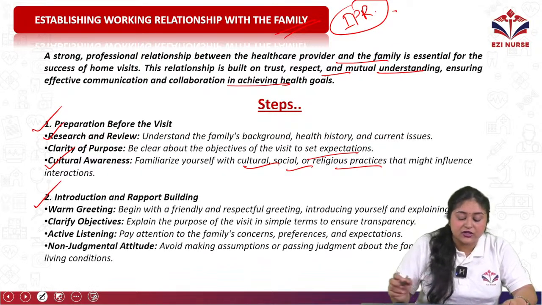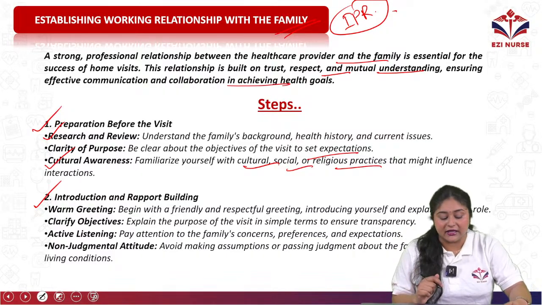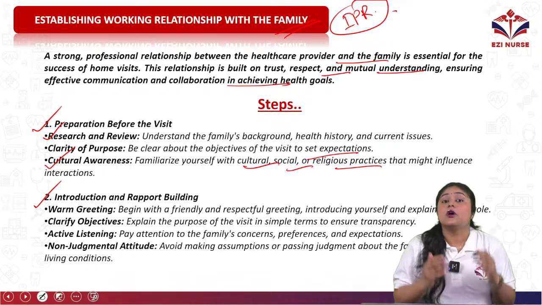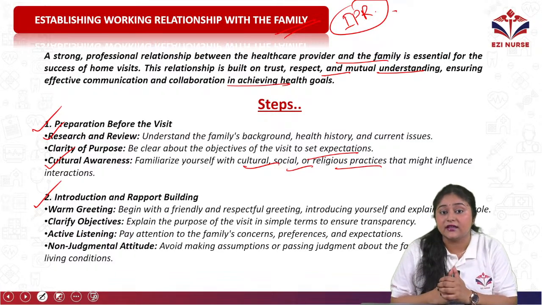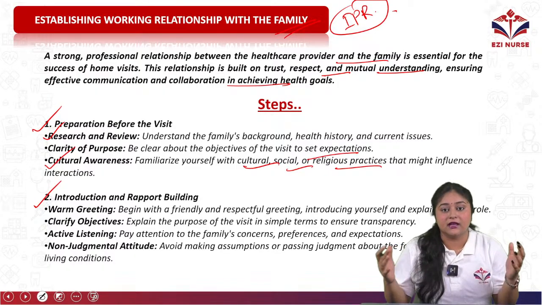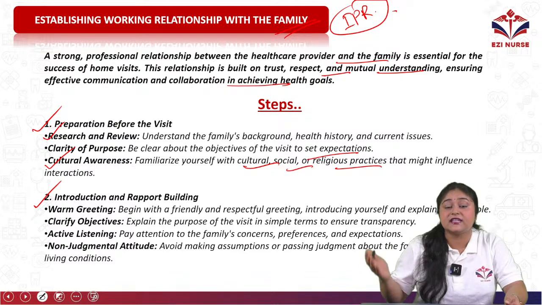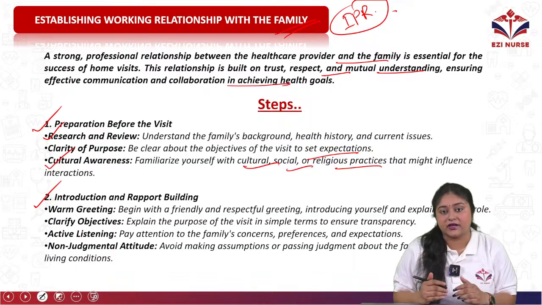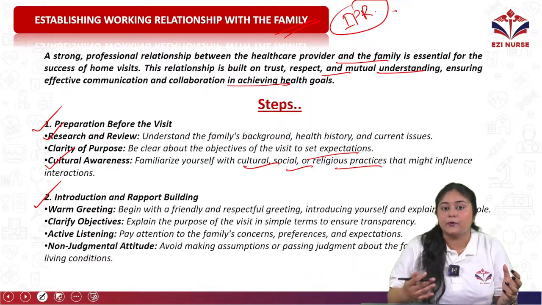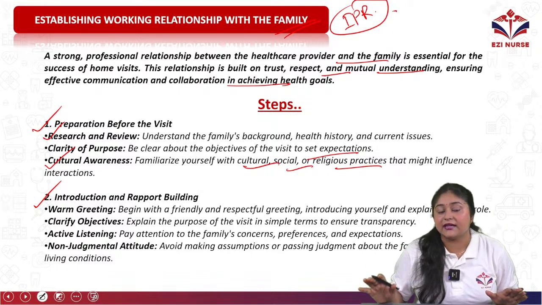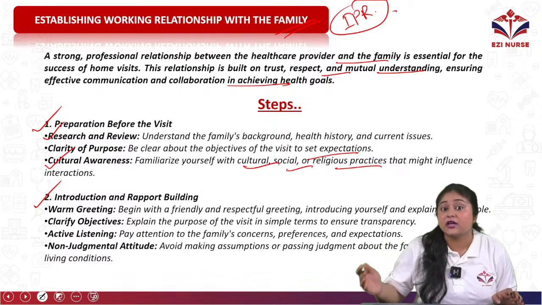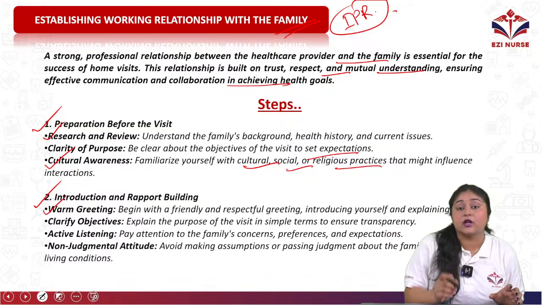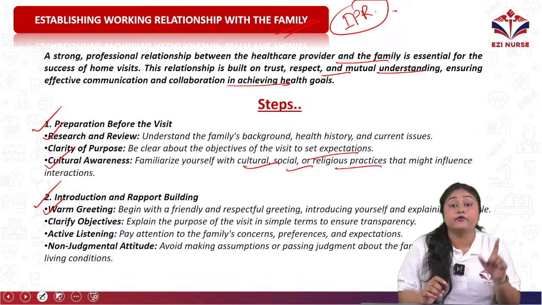Next one is the introduction and then rapport building. So first is the warm greeting. When, as a community health nurse, you are entering a family's home, how are you going to greet them? Like, hi, good morning, I am XYZ, I am coming for the home visit from this institution, and this is my job role. Okay, this is how you have to greet. If you do not greet the family members properly, they will not give you proper support, and they will not share the information that you actually need. So that's why warm greeting is one of the most important first steps for rapport building.